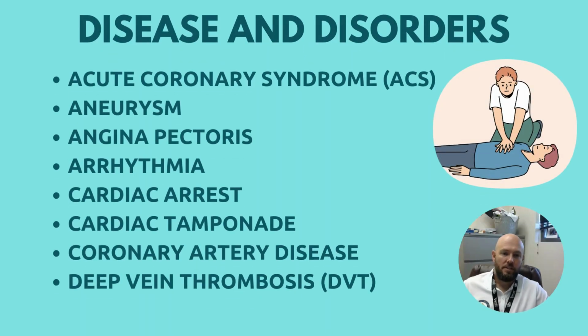Here are some more disease and disorder terms. These ones are not built from word parts. Acute coronary syndrome is a sudden onset of symptoms related to unstable angina or myocardial infarction, basically symptoms related to insufficient blood supply to the heart muscle.